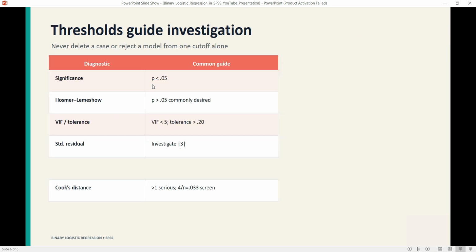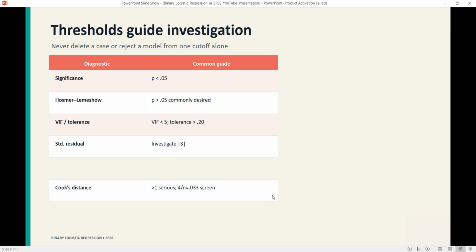And these are the thresholds to accept or reject the hypothesis. We will accept the hypothesis if our p-value is less than 0.05, and the Hosmer and Lemeshow value should be greater than 0.05 to check the model fit. For VIF and tolerance, the VIF value should be less than 5 and the tolerance level higher than 0.20. Standardized residuals also check for outliers in our data and should be between -3 and +3, and Cook's distance should be less than 1.